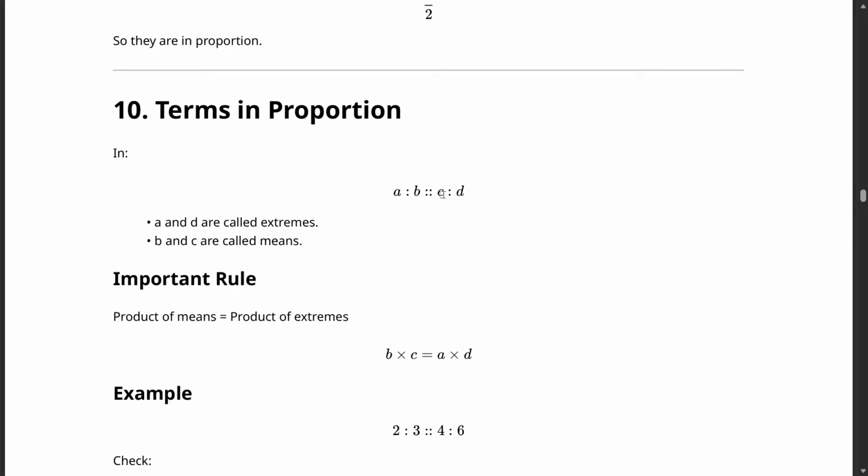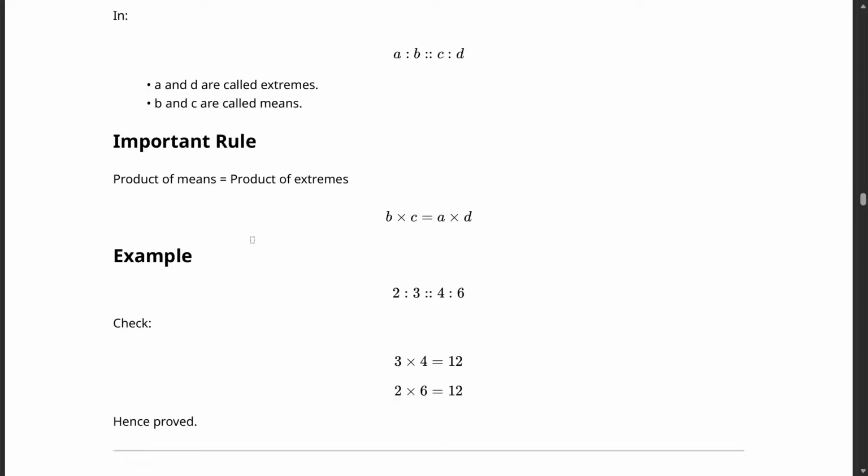A is to B is to C is to D. A and B are called extremes, and B and C are called means. Product of means equals product of extremes. So B into C equals A into D.